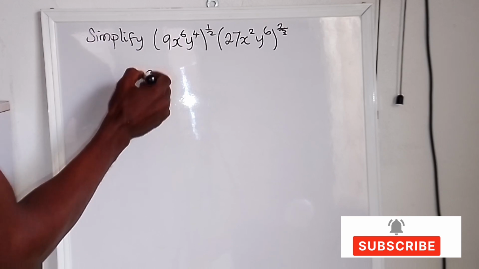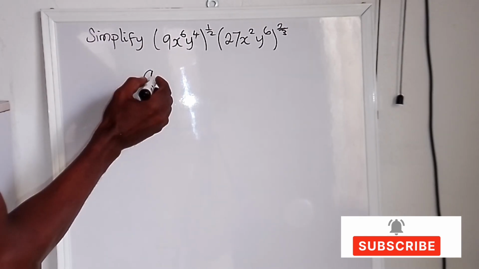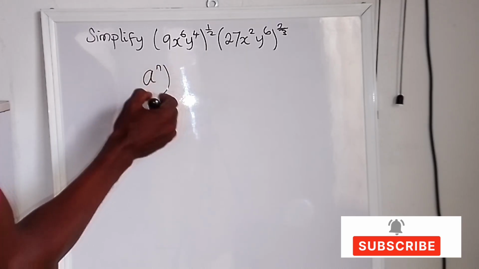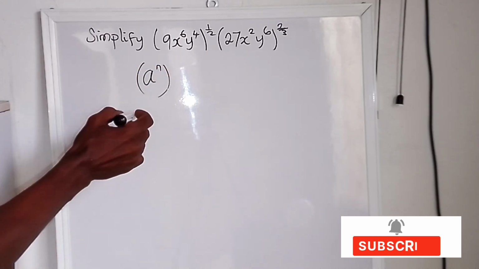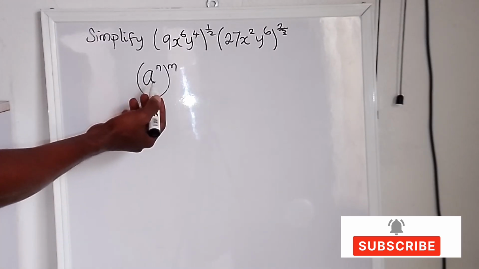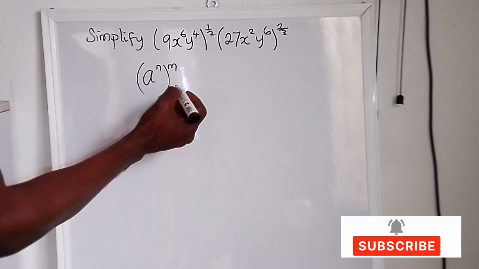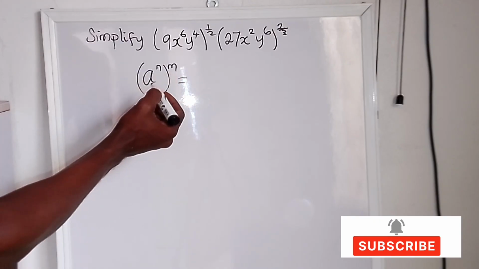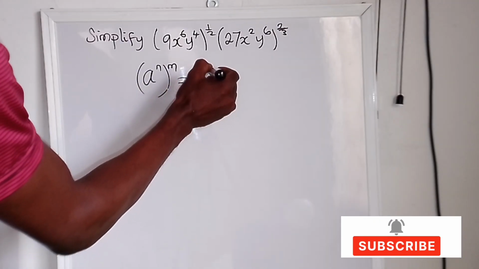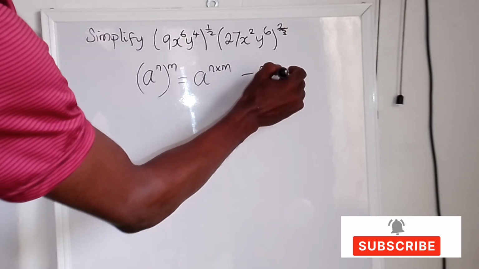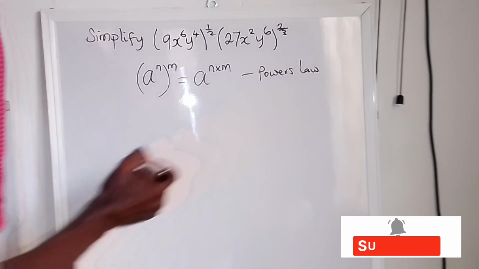Power law: assuming we have a raised to the power of n, and this is also raised to another power, which is m. In this case, you can see we have two powers, the n and the m. Therefore, the powers will multiply themselves. So we have a raised to the power n times m. This is called the power law.